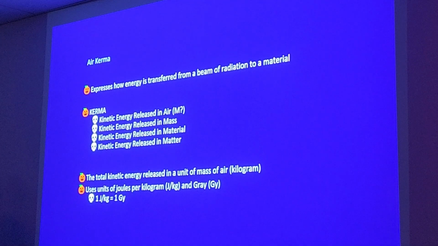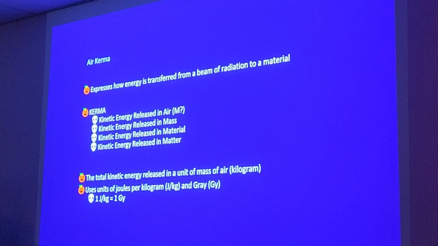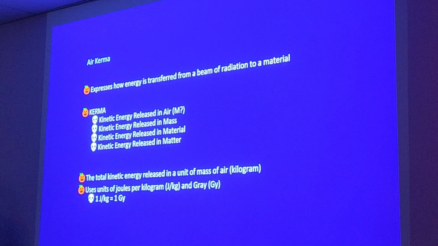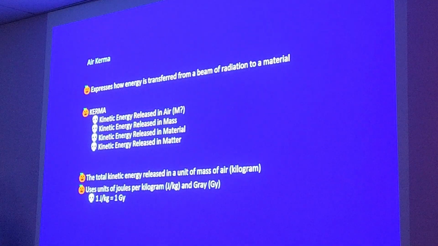Air kerma. That is how energy is transferred from a beam of radiation to a material. So it's another SI unit. And kerma can be used to talk about any of these: kinetic energy released in air, or kinetic energy released in mass, material, or matter. And it uses gray, joules per kilogram or gray. So air kerma just measures the amount of kinetic energy, or the energy in motion, that is in a mass of air.